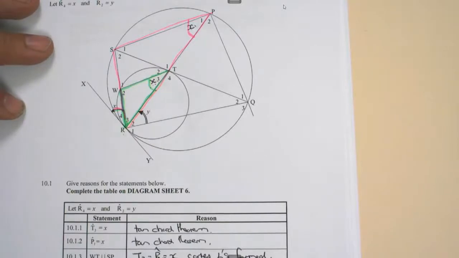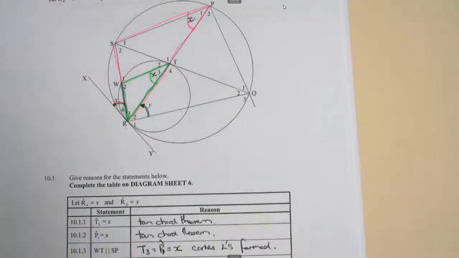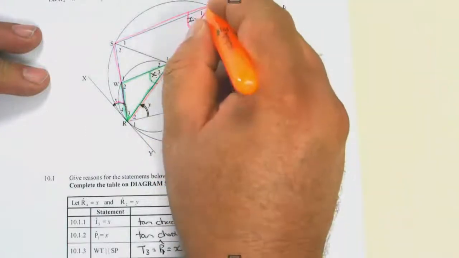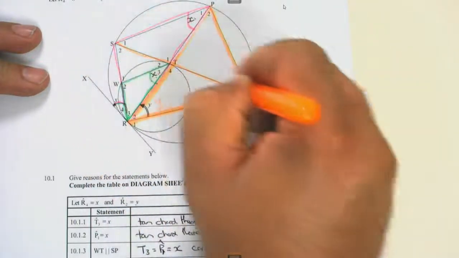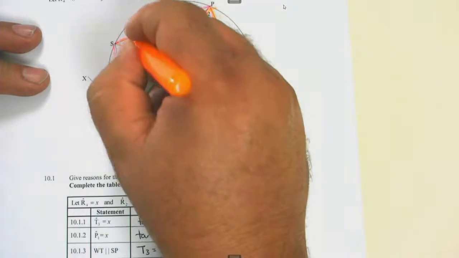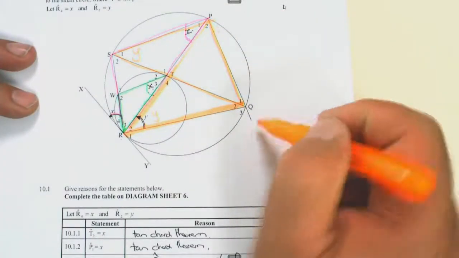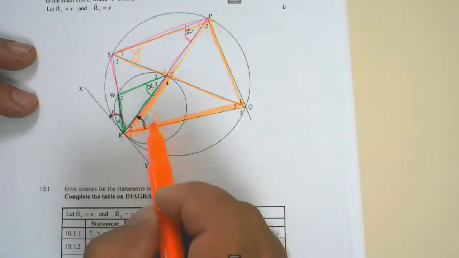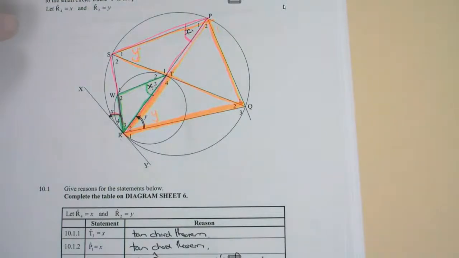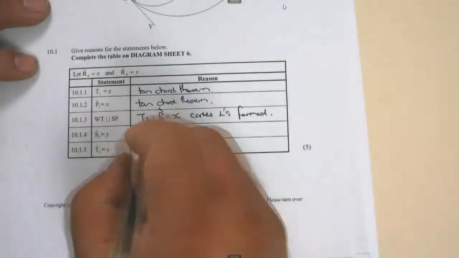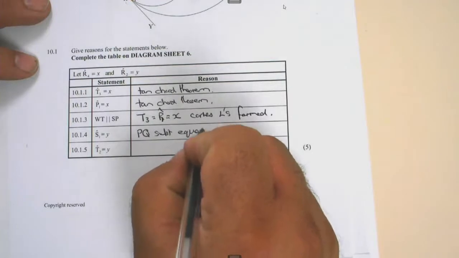In the next question, they say to you, prove y is S1 equal to y. In this triangle here, this angle here is equal to y. And if we look at this triangle here, then PQ subtends equal angles on the same side. So therefore that is also equal to y. Because PQ subtends y, which is R2, PQ subtends S1, which is also equal to y. So they say y is S1 equal to y because PQ subtends equal angles.